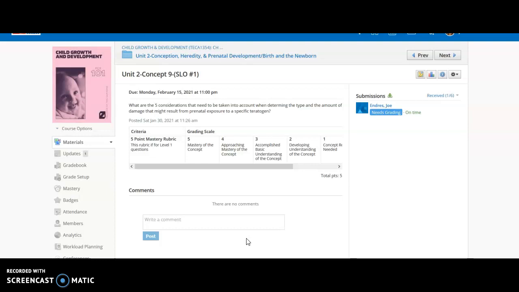Why? We don't know. It could be genetic resilience, things like that. But there are 5 things that we consider when determining how likely a teratogen is to cause a defect. The first is the timing of the exposure. A lot of times the mothers don't even know they're pregnant. They're 6, 7 weeks pregnant.